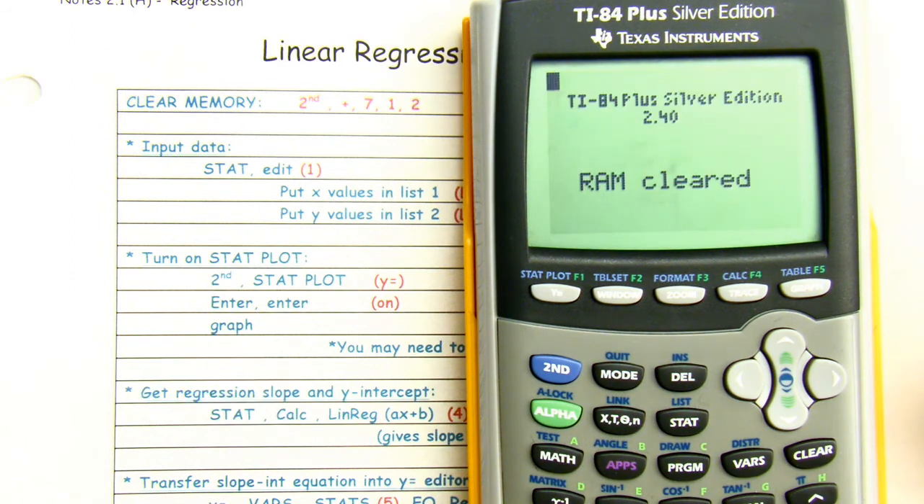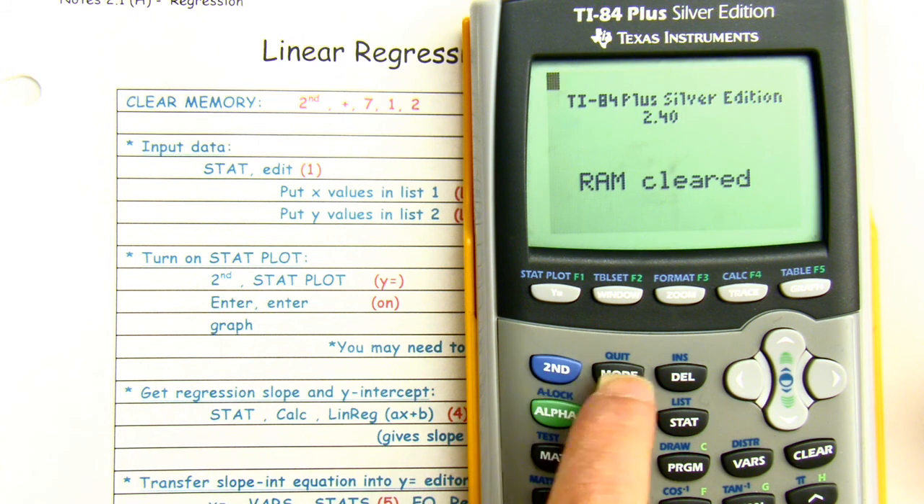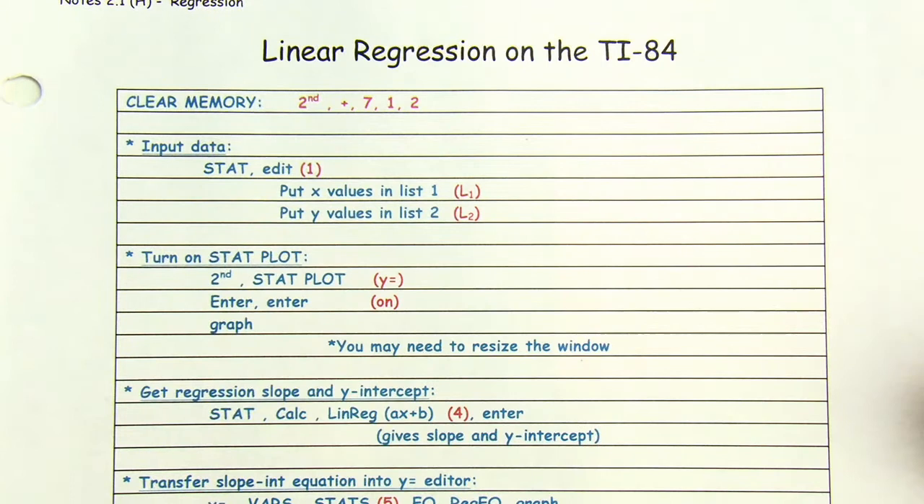So what that does is it clears everything out. Anything you had in the y equals editor all goes away. Just clearing the RAM. To get out of this window, you can just hit second, mode. Right above mode says quit. Second, quit. It takes you back to the home screen. Alright, so each time you're using the TI-84 linear regression, you have to clear the memory.